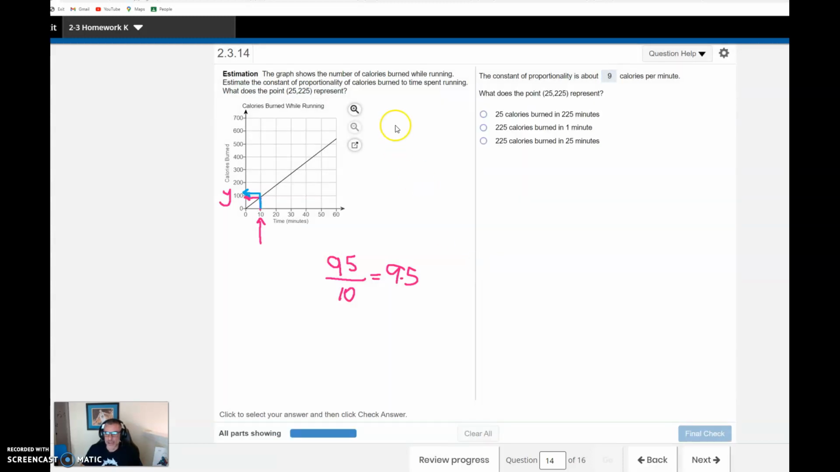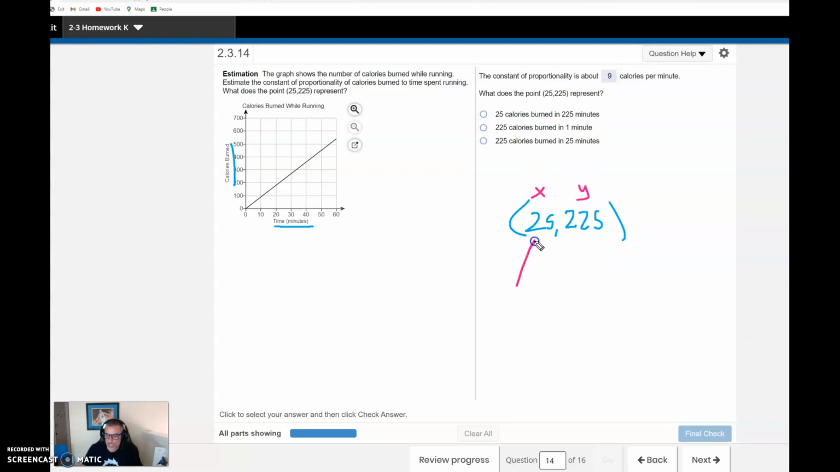We got it. And what does the point 25, 225 represent? Well, remember the x-axis is measuring time, and the y-axis is measuring calories. So if I have the point 25, 225, remember this is the x coordinate, this is the y. So this 25 right here means minutes. So in 25 minutes, I burn 225 calories. So 25 calories burned in 225 minutes? Nope. 225 calories burned in 1 minute? Nope. 225 calories burned in 25 minutes. Yes.